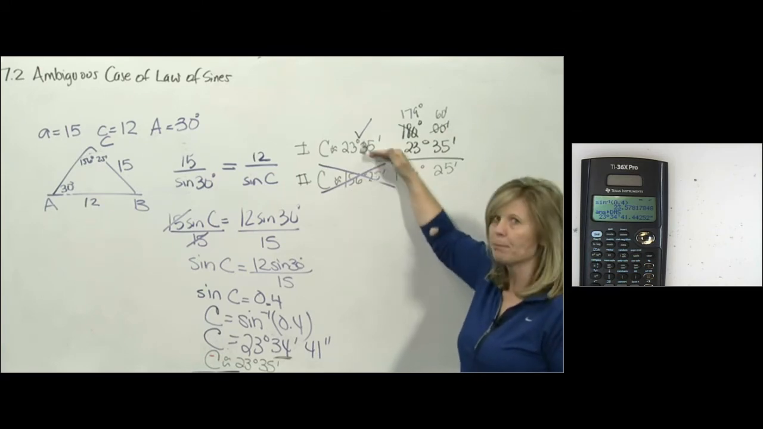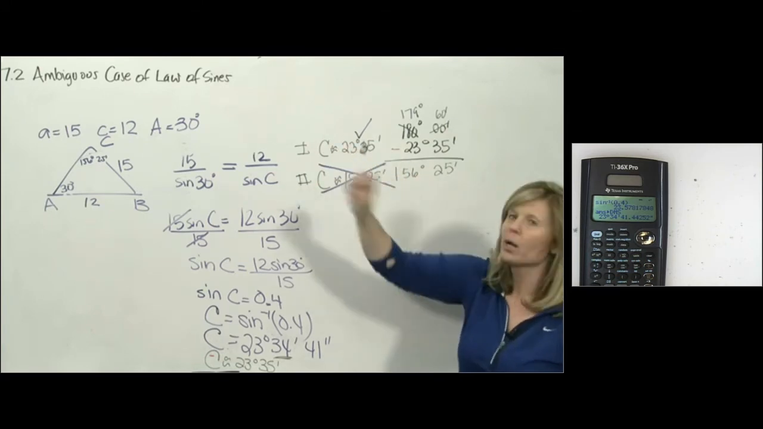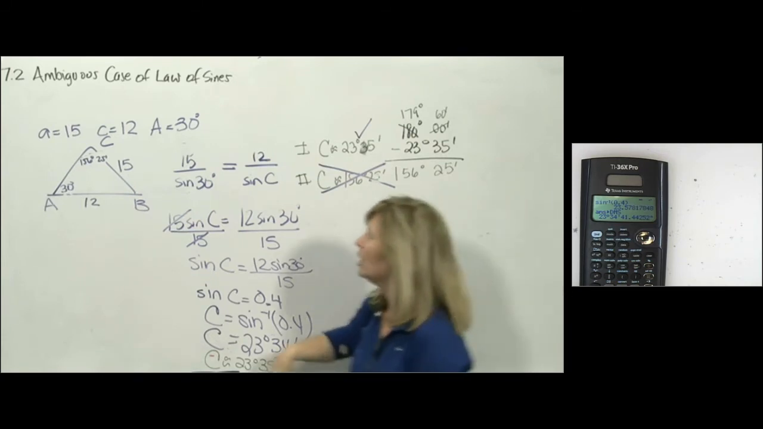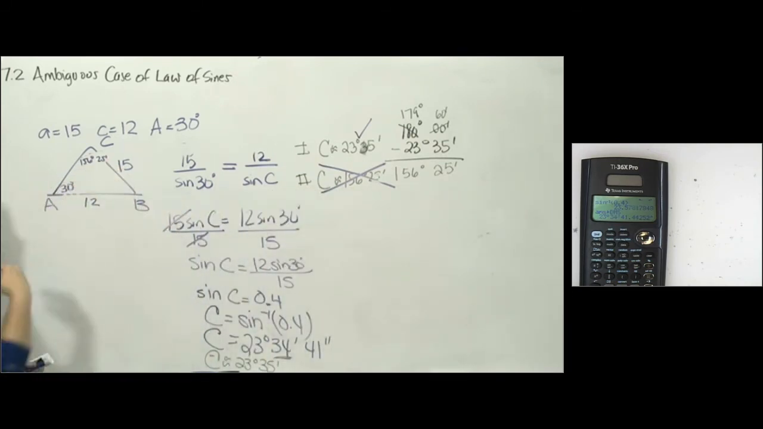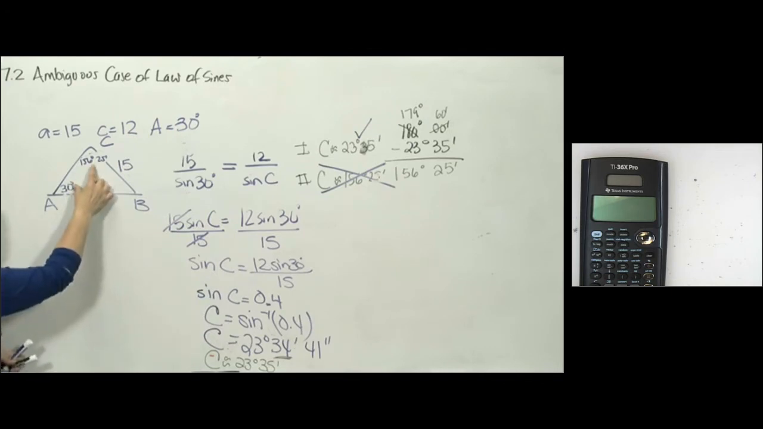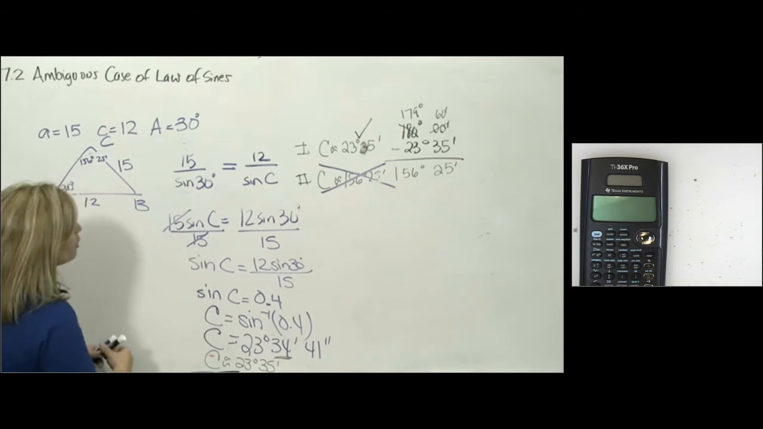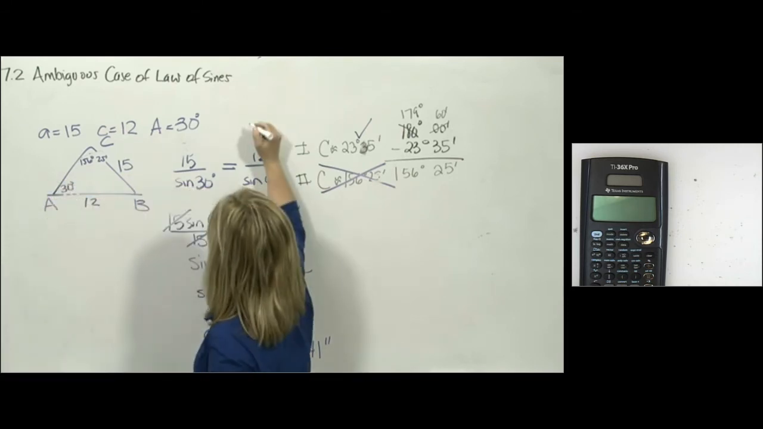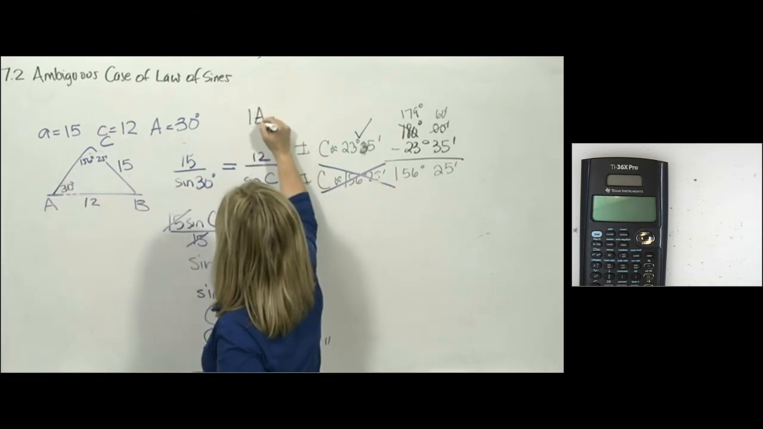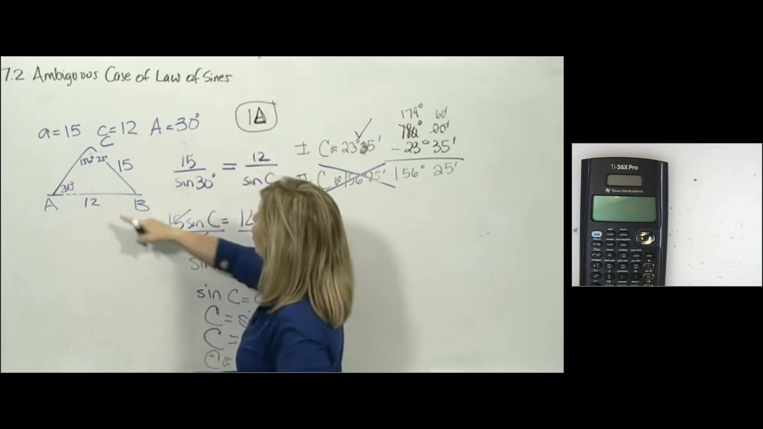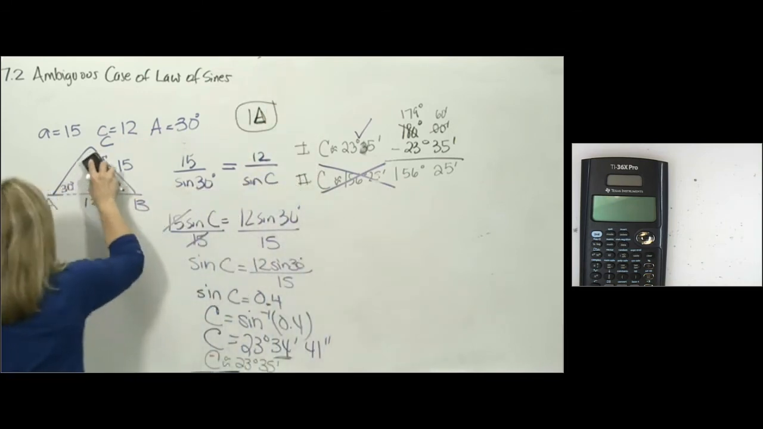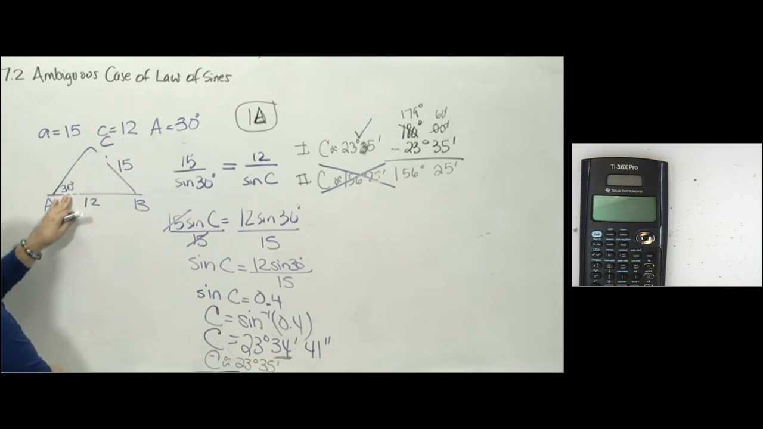How do you know if we keep them both or we throw them out? We put them in our picture and see if they make sense. Three angles in a triangle have to add to 180. This is too much, so that cannot be angle C. So now you know, according to this information, there is only one triangle. That's it. There's one.